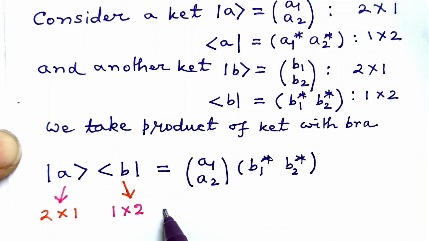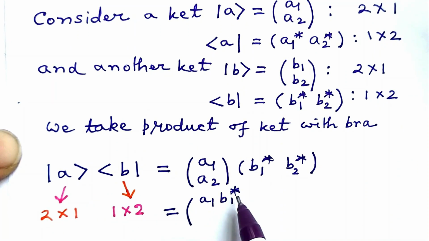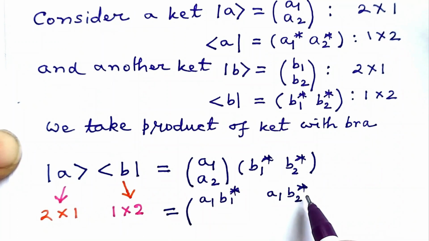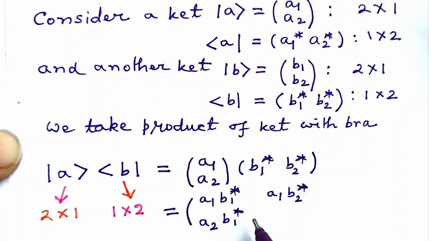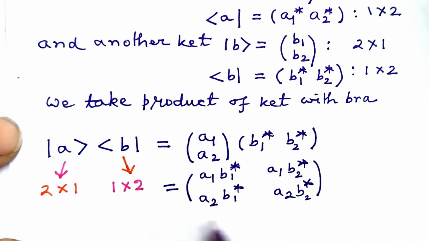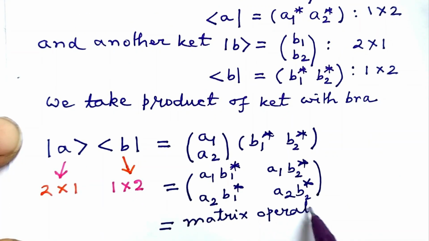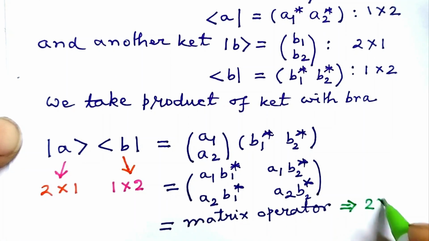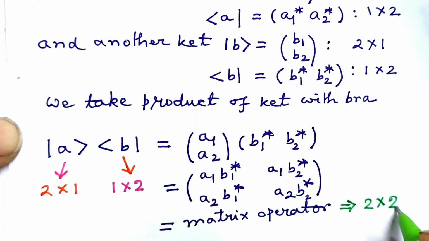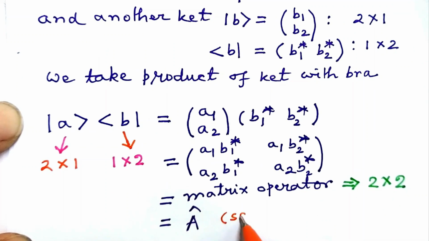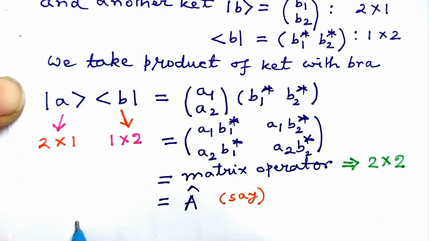Clear that by the rule of multiplication of matrices, the two matrices 2 cross 1 and 1 cross 2 are compatible. And so matrix multiplication results in A1 B1 star, the first element of first row, A1 B2 star, the second element of first row, A2 B1 star, the first element of second row, and A2 B2 star, the second element of second row. We clearly end up with a matrix operator, which is a 2 cross 2 matrix. As it is an operator, we can designate it by a hat atop the letter A, indicating that we have ended up with an operator represented explicitly by a matrix.